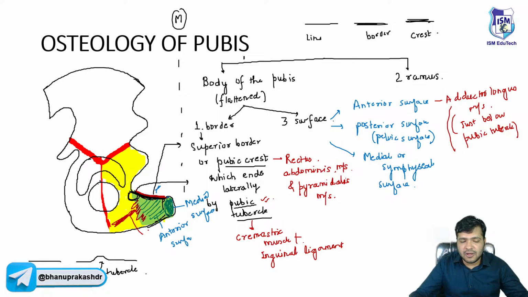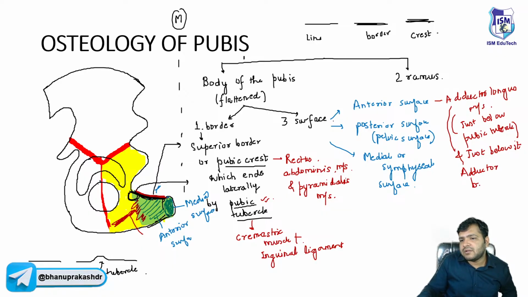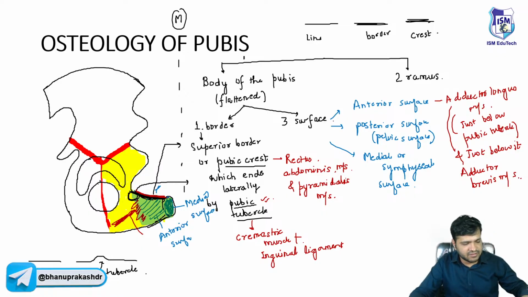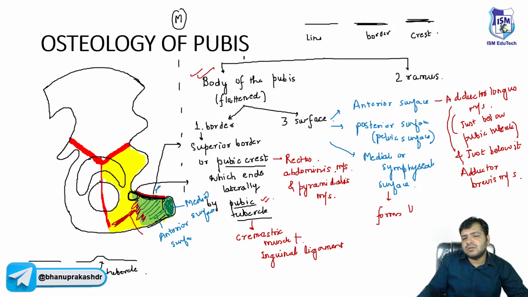Magnus means big, and brevis means short. Long or short. Magnus means big, and just below it we have the adductor brevis muscle. So yes, adductor brevis muscle. Is the body clear to everyone? The body is clear. The medial surface basically forms the joint, the pubic symphysis.